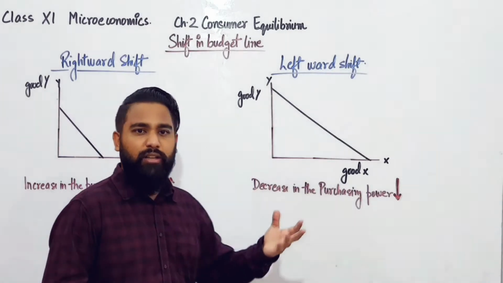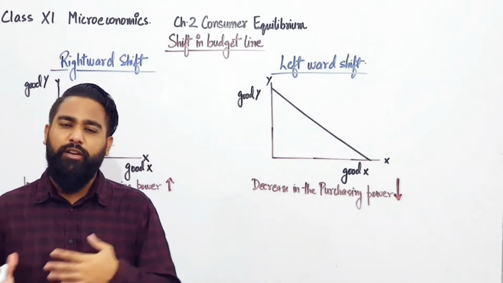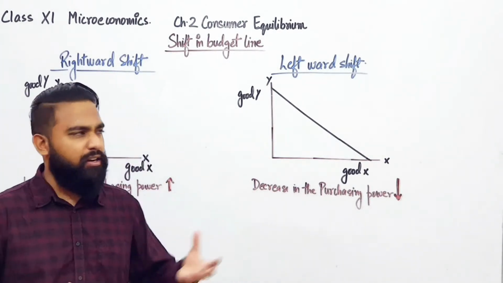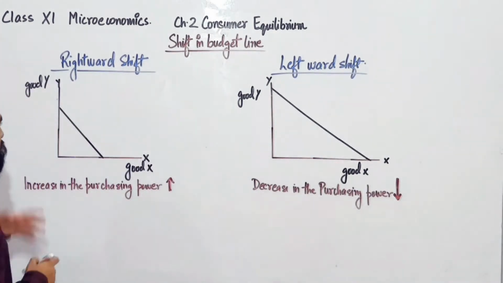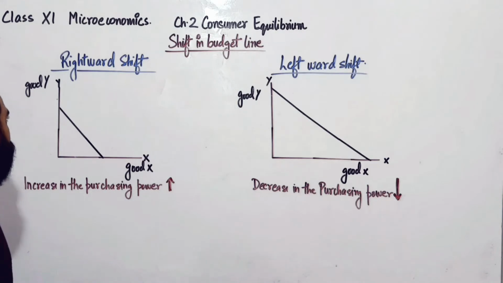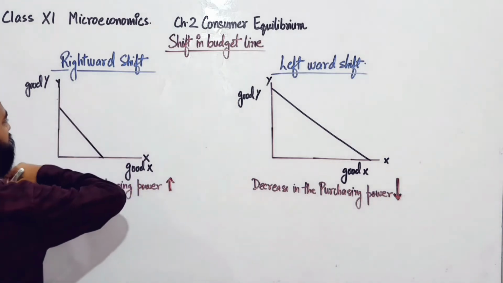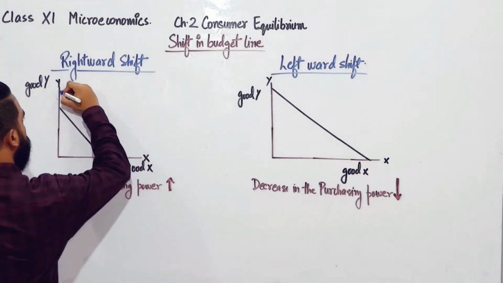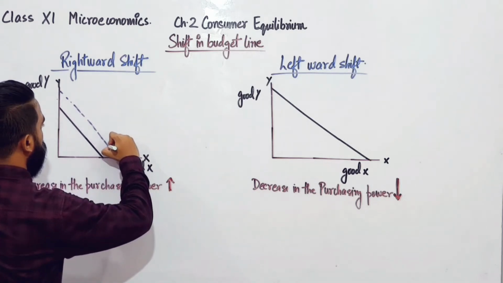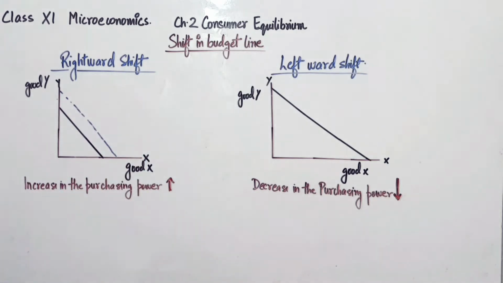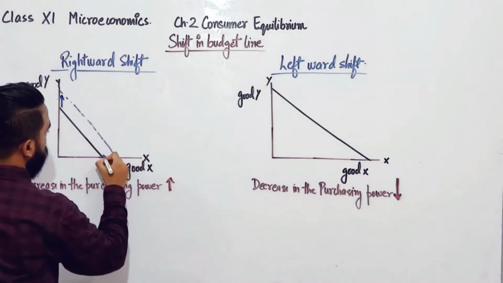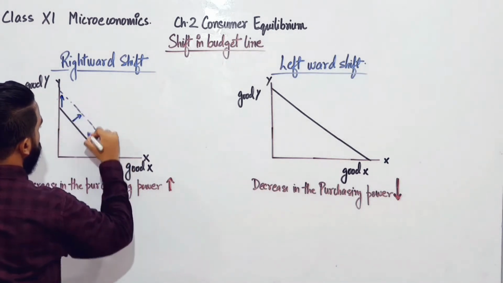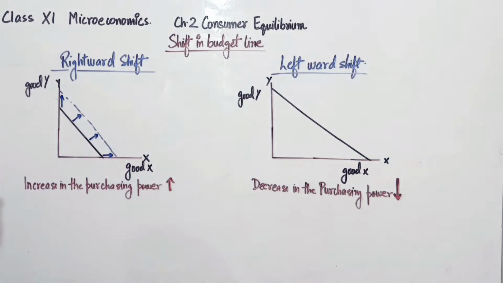And in a leftward shift, the technologies, resources and factors are decreasing. Now, let's talk about the rightward shift. Rightward shift means that the budget line has shifted towards the right. Fine. So this is your rightward shift. The line has shifted towards the right.